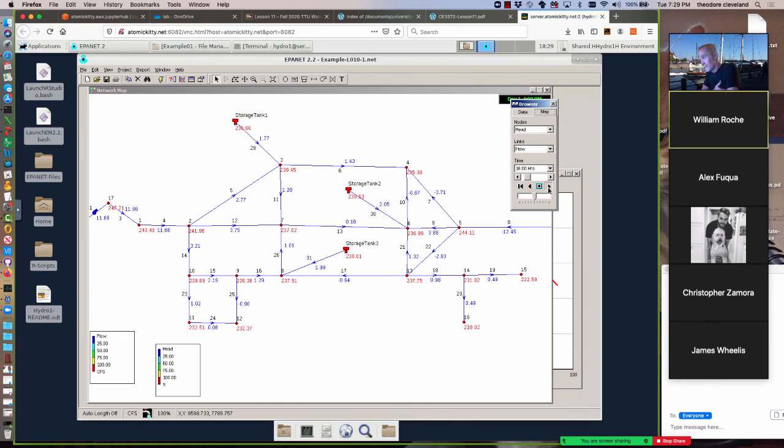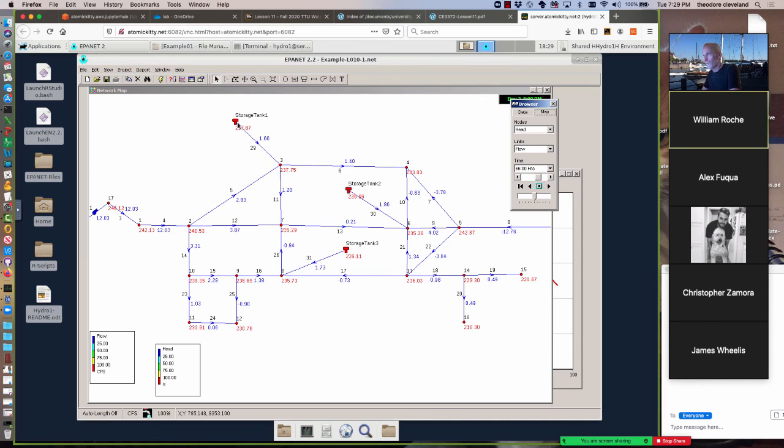The tank is starting to drain, so now it's providing water to the system. The arrow is going to reverse again. Now it's filling again, and then the arrow will reverse again soon. There we go. Draining, and it repeats this process as long as we tell it to. So that's one of the main uses of extended period simulation. Let me go ahead and stop that.